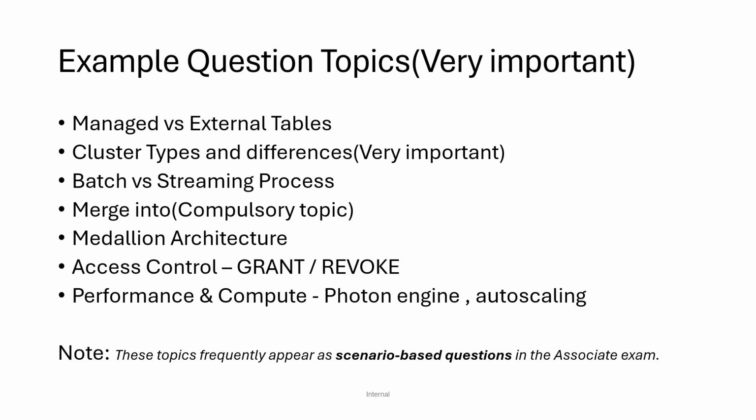Medallion architecture, like gold, silver and bronze, when to use. For example, if I want to load raw data, which one do I use? If I want to perform aggregations, which layer do I use? Access control, grant and revoke, which I mentioned earlier, how to give or revoke access. Performance and compute, when to use the Photon engine, auto scaling.